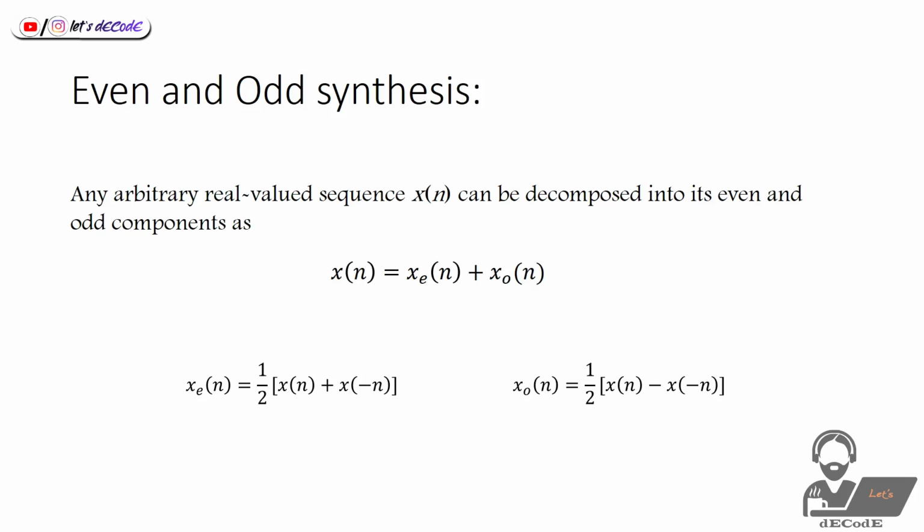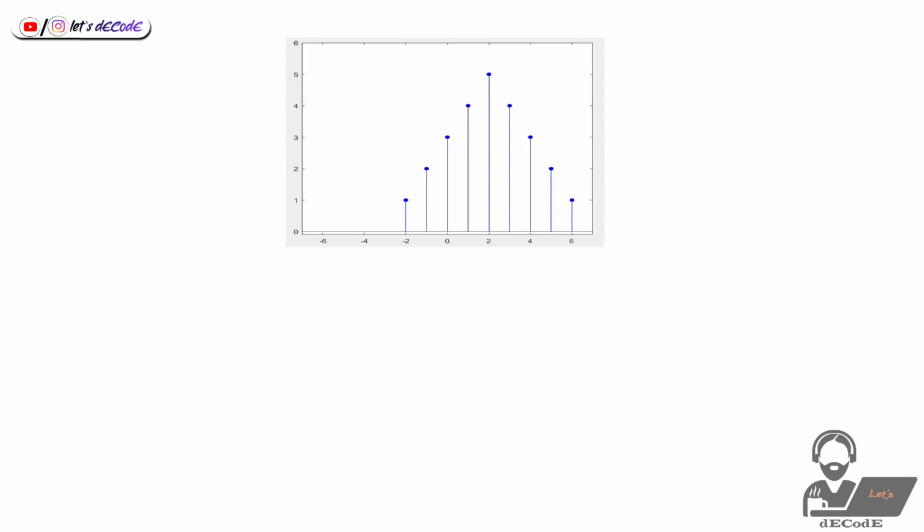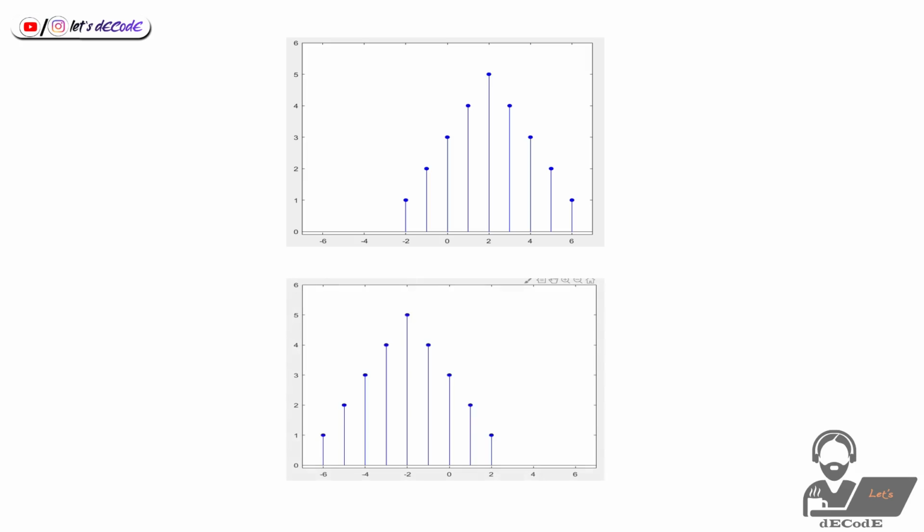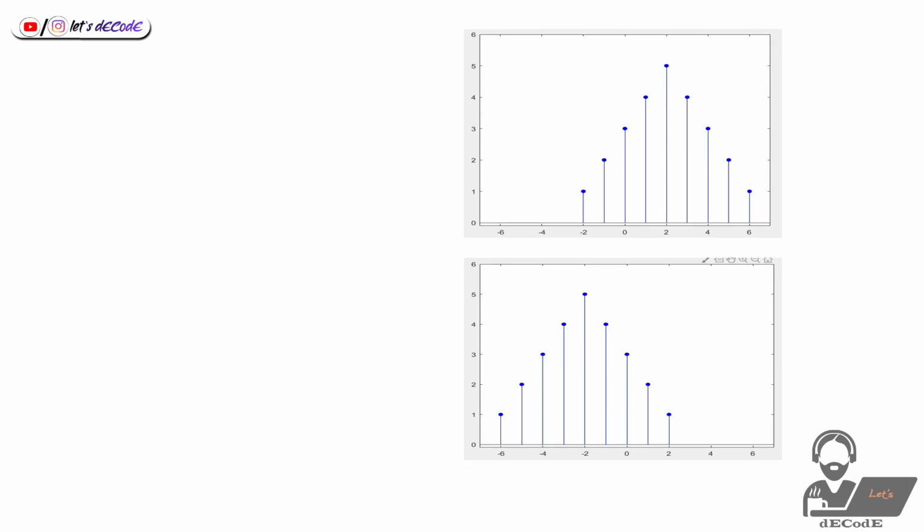To find the even and odd signals we need x[n] and x[-n] signals. If we have a sequence like this, then its inverted or folded signal looks like this. If we observe them clearly, we have some missing data at some points in both the sequences. So addition or subtraction is not possible until we make a few changes to it. Let's see how to do that.